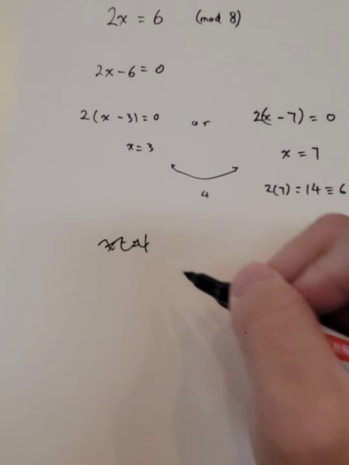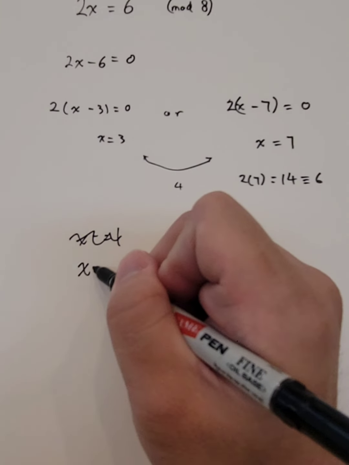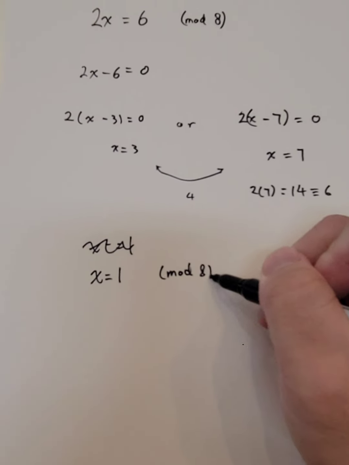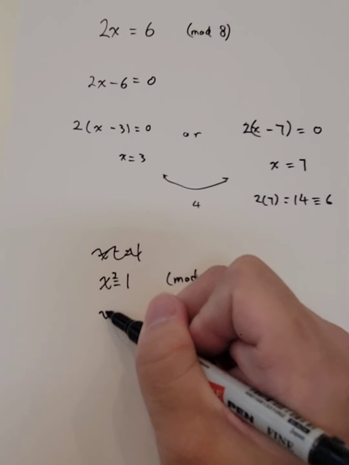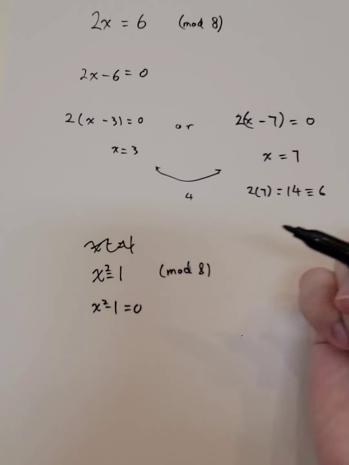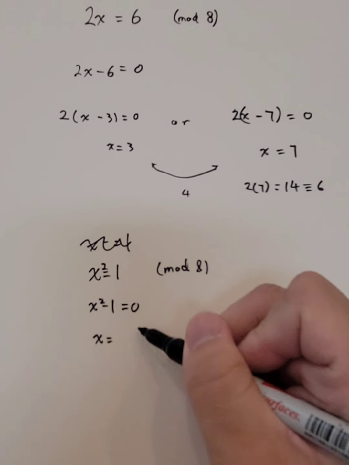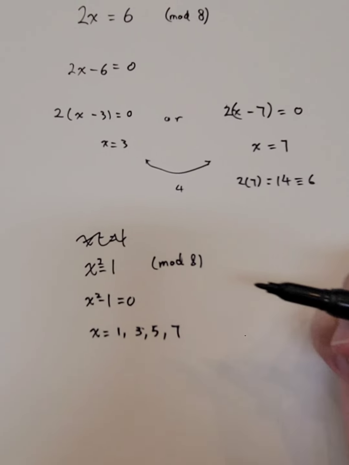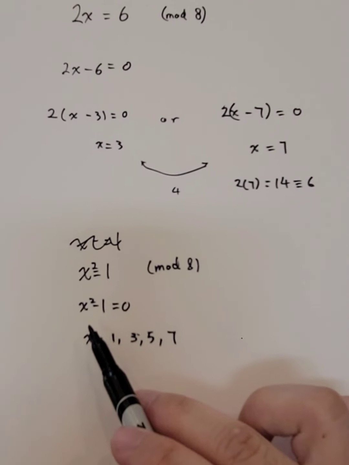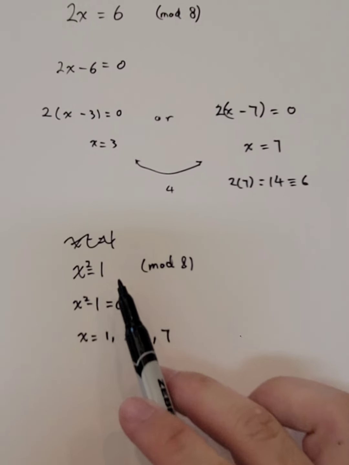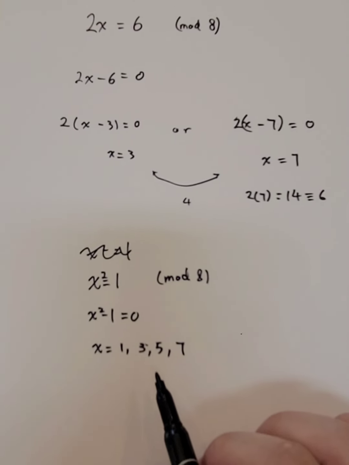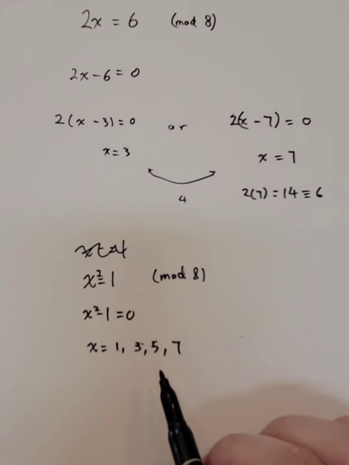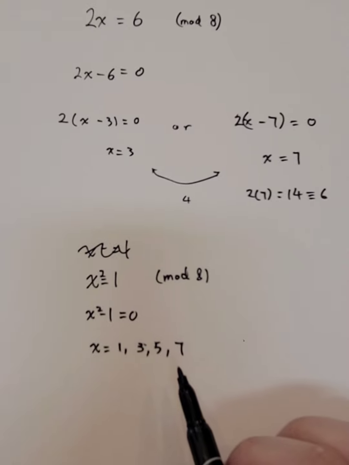Similarly, if we consider x squared equals 1 in mod 8, what we want to solve is x squared minus 1 equals 0 in mod 8. If we list out all the possible answers, we get 1, 3, 5, and 7. Once again, we can check our answers by substituting back into the original equation: 1 squared is equal to 1, and 3 squared is equal to 9, which is congruent to 1 in mod 8. Similarly, 5 squared and 7 squared are also congruent to 1.